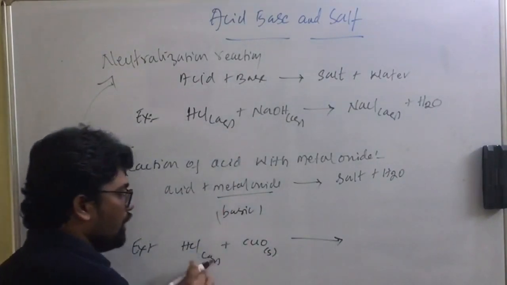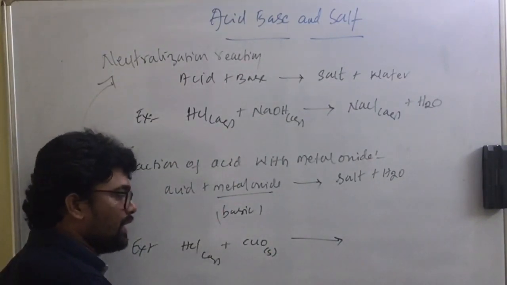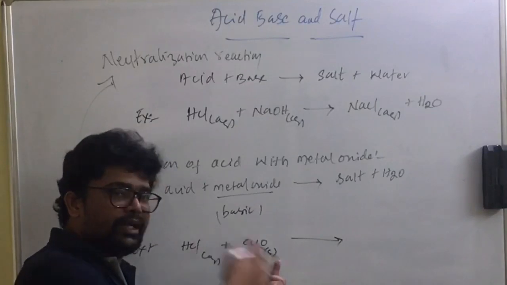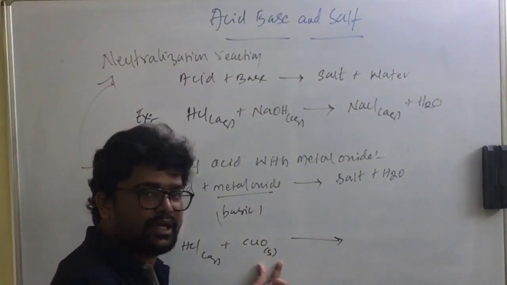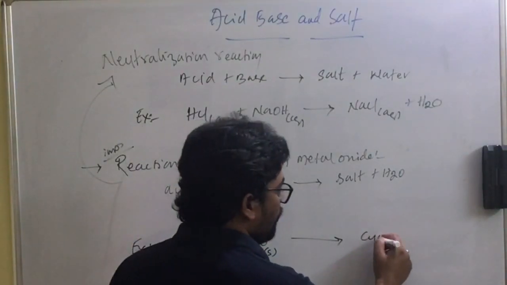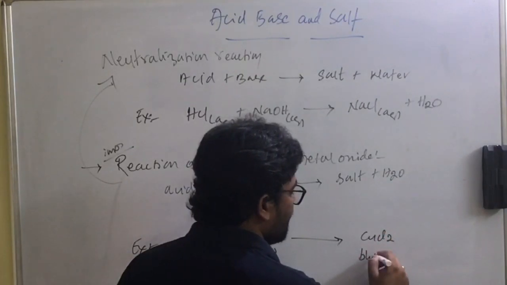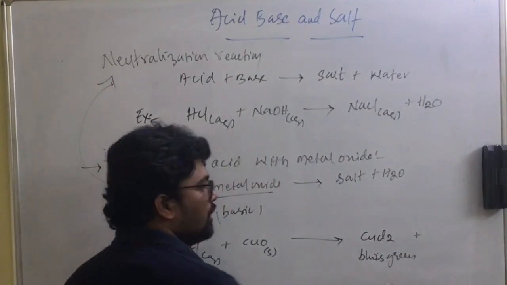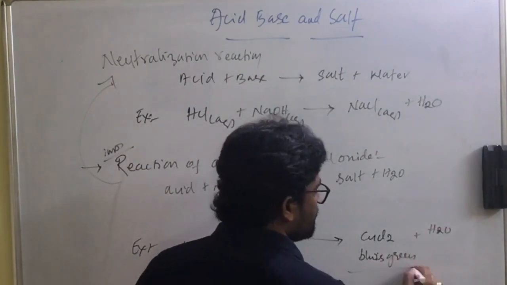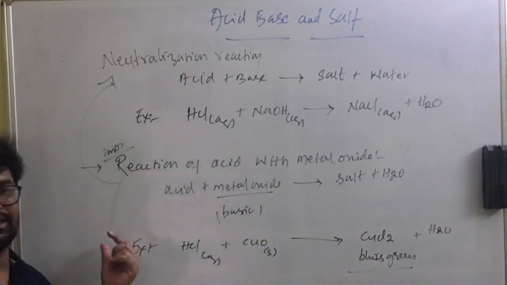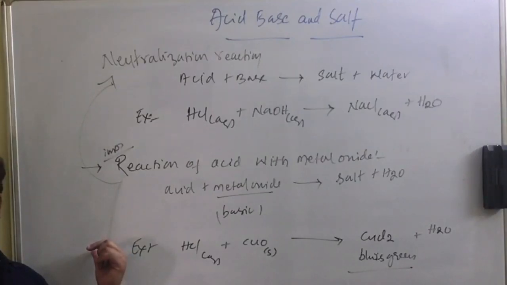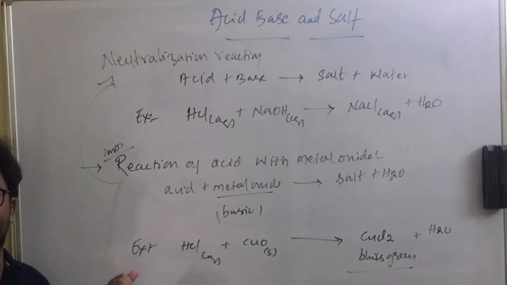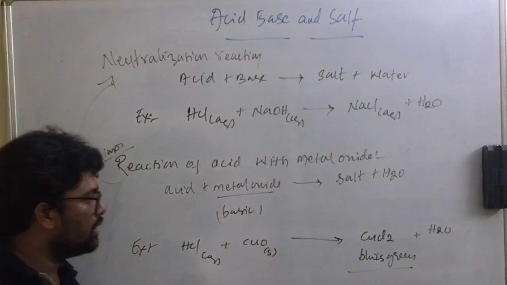When it is made to react with acid, copper oxide completely dissolves in the hydrochloric acid and gives you copper chloride, a bluish green colored compound, which is nothing but a salt, and water is formed. Such a reaction is similar to our neutralization reaction. So what is happening here?